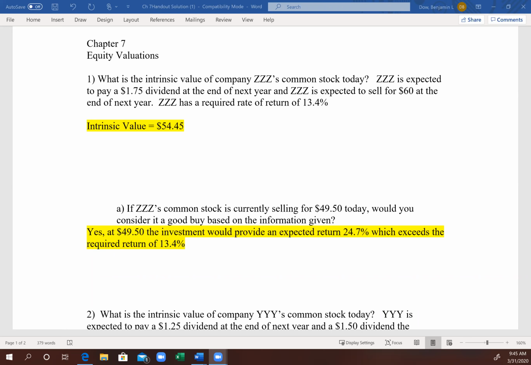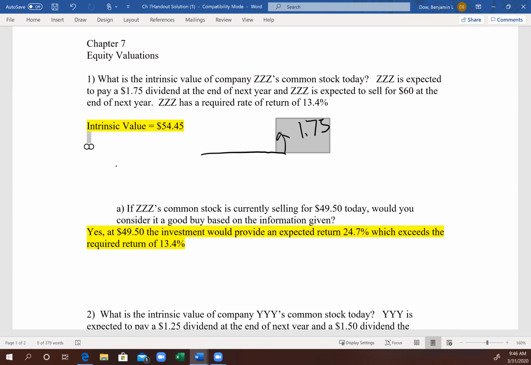But now that you've seen we're trying to find an intrinsic value for company ZZ that's expected to pay $1.75 in dividends. I don't know what just happened. My drawing tool got crazy.